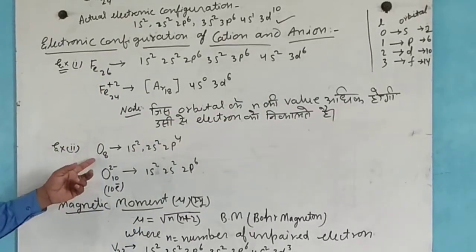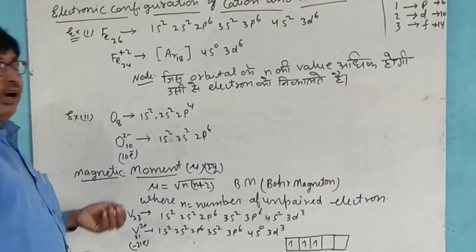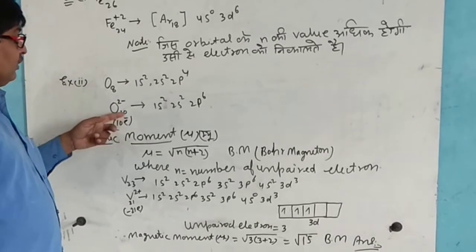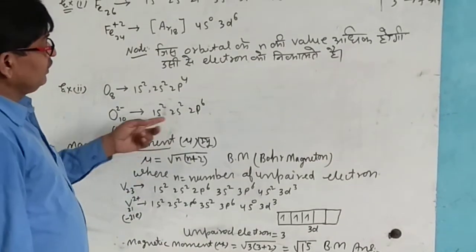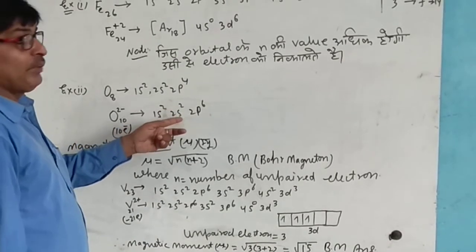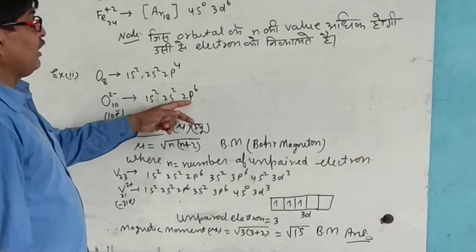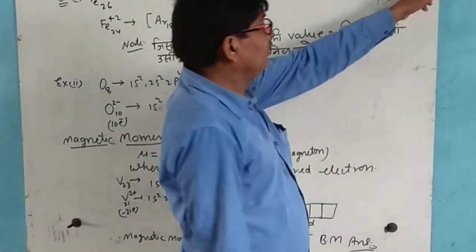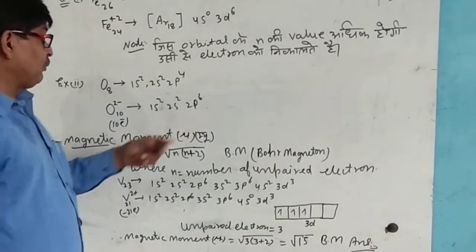Now we take oxygen here: 2 electrons are added, that is 8 to 10 electrons, and the 2 electrons come to the p orbital, because the capacity of s is only 2 electrons and the capacity of p is 6 electrons.